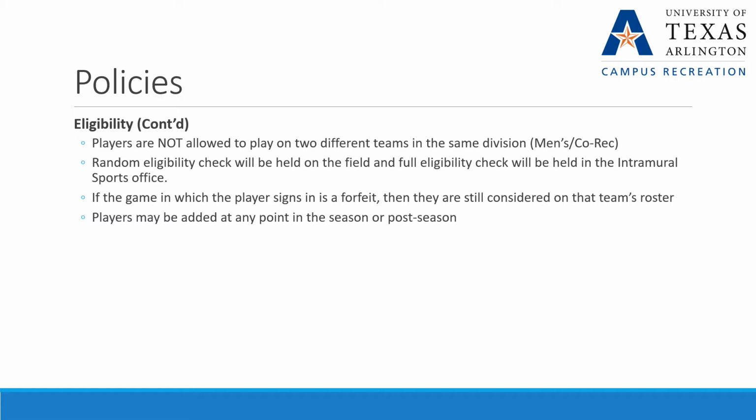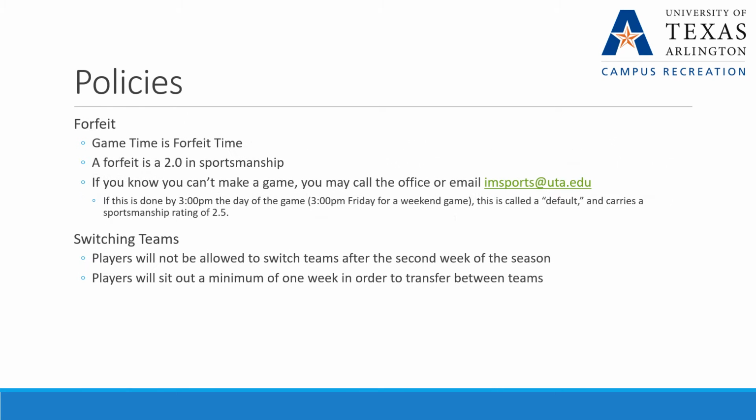Players may be added at any point in the season or postseason, so should you have problems finding players on a given night, you can still add to your roster. Game time is forfeit time, and a forfeit earns your team a 2 in sportsmanship, which we'll talk about on the next slide.